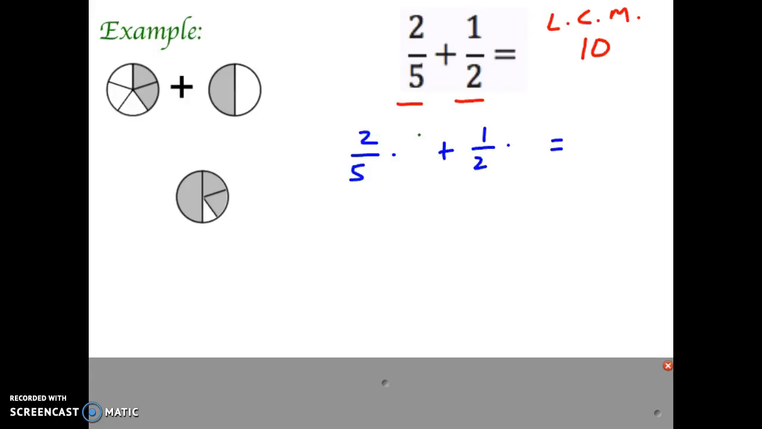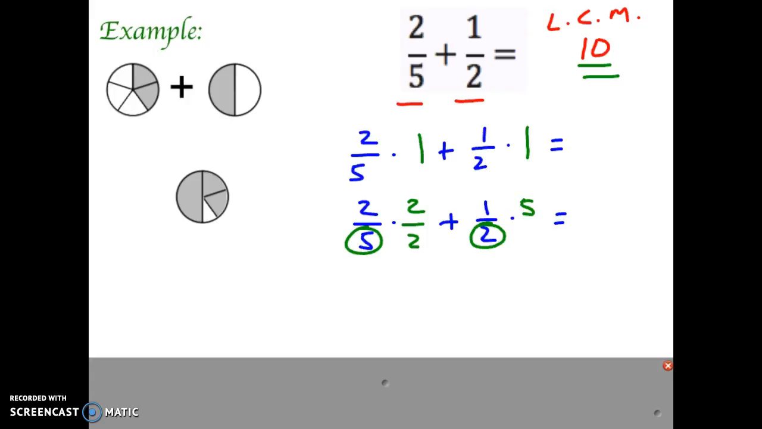Now remember, we're allowed to multiply by 1. So we want our appropriate representation. The least common multiple is 10. If we divide by 5, we're going to get 2. So we're going to replace the 1 with 2 over 2. In the 1/2, we take the 10, we're going to divide by the 2 in the denominator, we're going to get 5. So we're going to multiply by 5 over 5, an equivalent representation of 1.